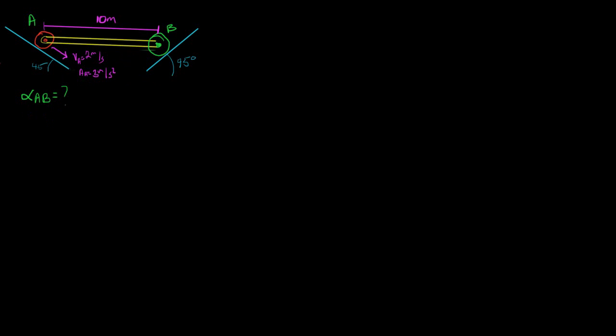So if we look at the relative acceleration equation, we have the acceleration of B is equal to the acceleration of A plus the angular acceleration of AB crossed with the position vector from B to A, minus the angular velocity of AB squared times the position vector from B to A. And everything in this is a vector except for this angular velocity. So that becomes important when we're trying to solve the problem.